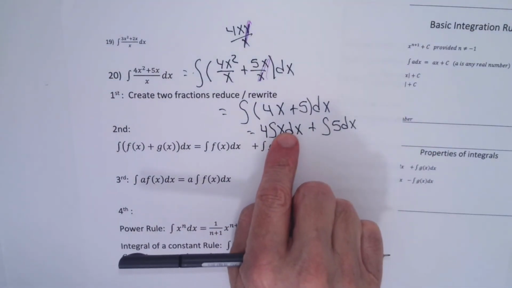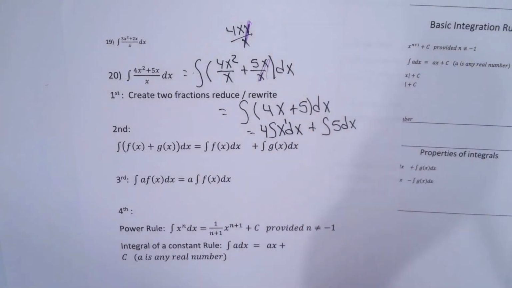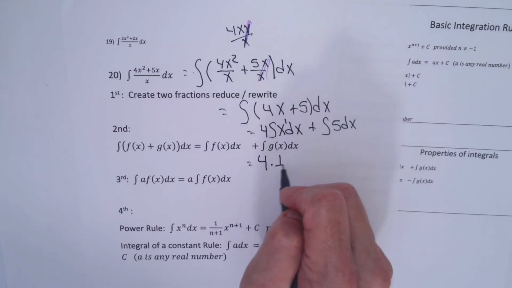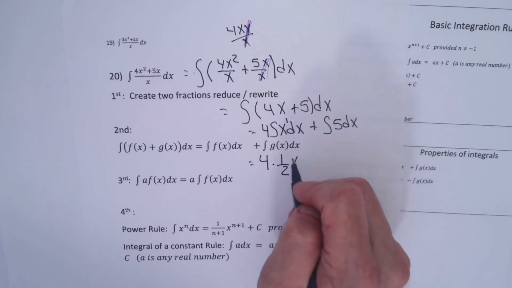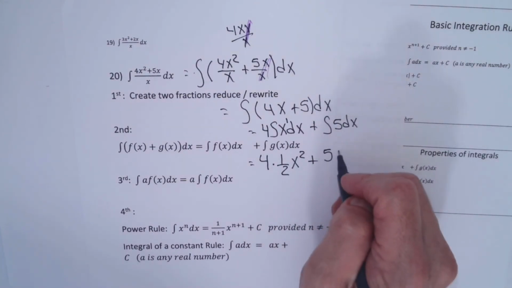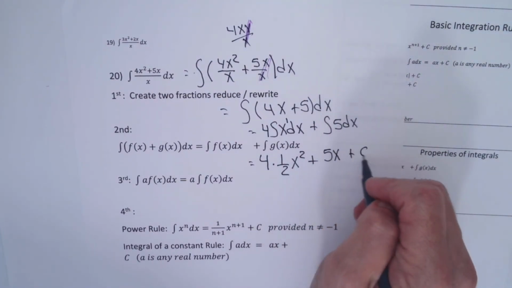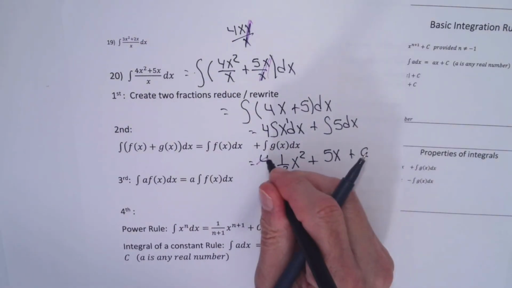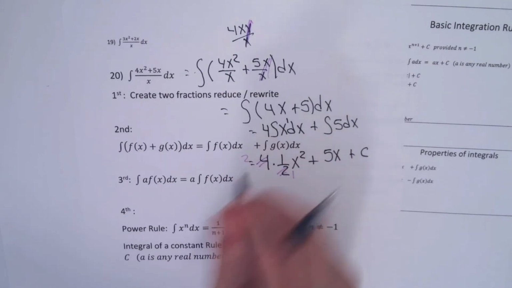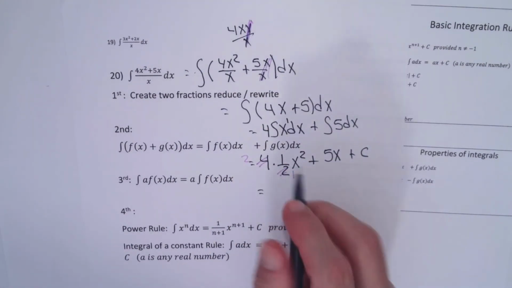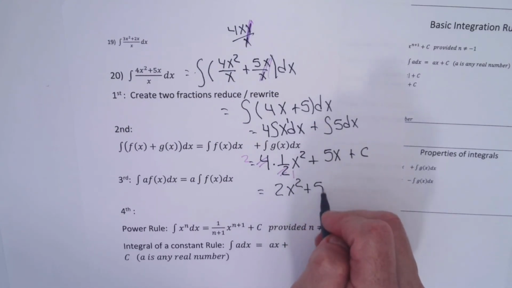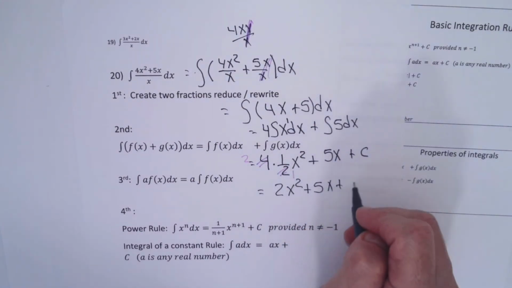This integral, I'm going to add 1 to the exponent. The exponent was 1. The new exponent's going to be 2. So this is going to be 4 times 1/2 and then x squared. Second integral is a constant, so it's just that constant 5 times x. And then my plus c. Cancel this 4 with that 2. Fraction goes away. 4 divided by 2 is 2. This gives me 2x squared plus 5x plus c for my answer.